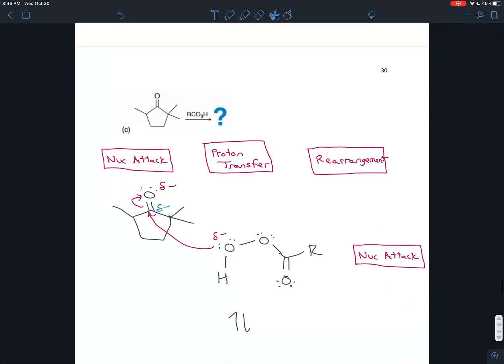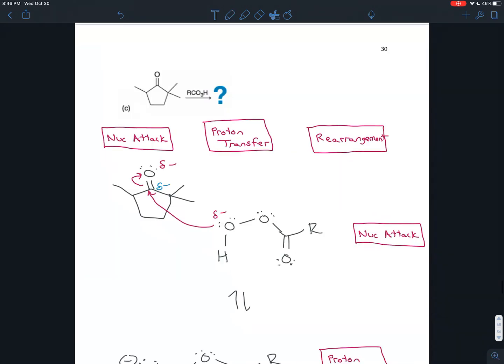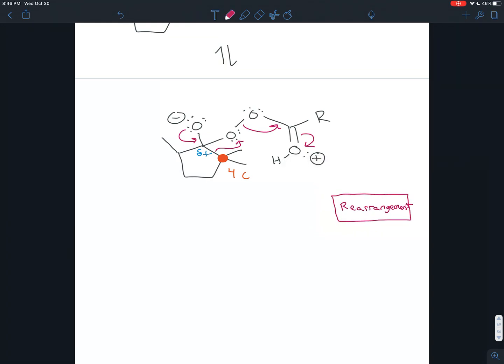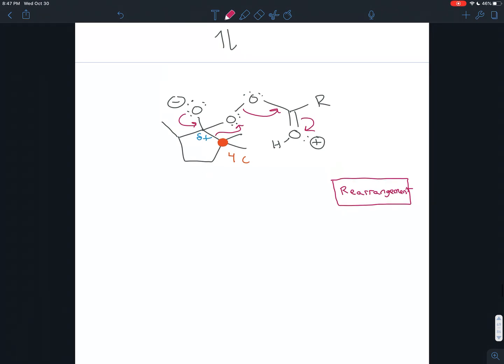So that's a rearrangement. That would be maybe the most uncomfortable part of this whole mechanism. The new thing, but it's new now. You want to get used to it now so that when you see it in large biological reactions, you have this context already in your mind. You've seen it in this Baeyer-Villiger oxidation before.